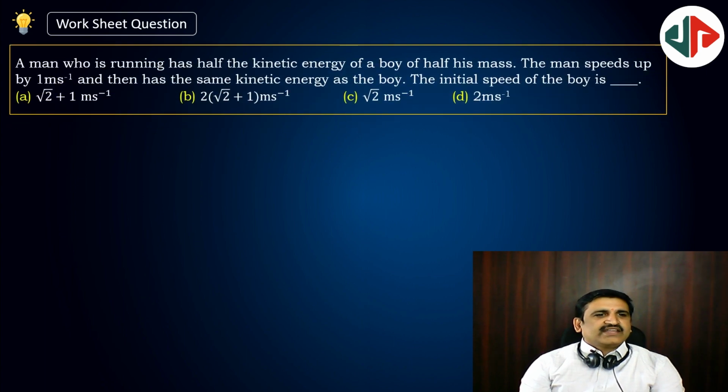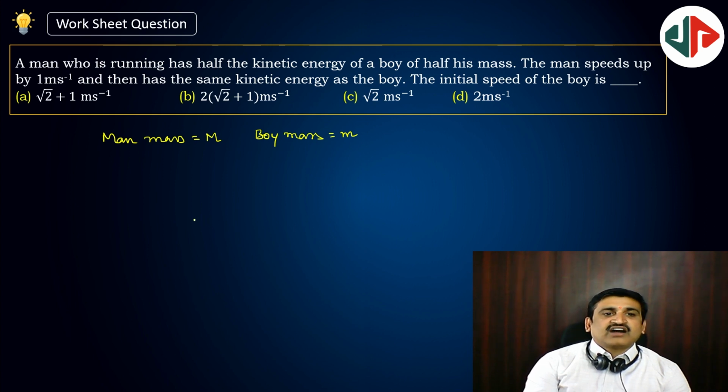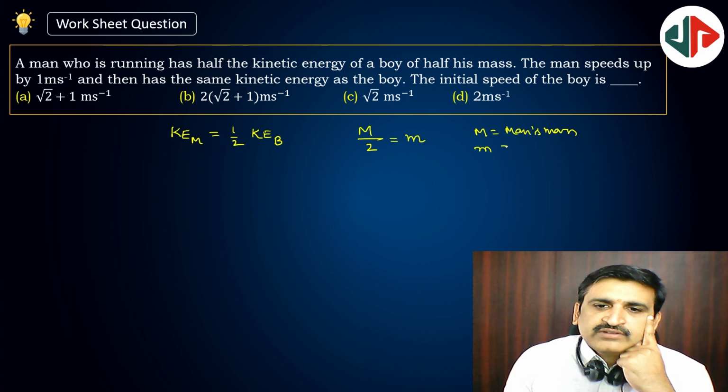Next. A man who is running has half the kinetic energy of a boy. Man's mass, capital M, I would like to take. Boy's mass, small m. A man who is running has half the kinetic energy of a boy of half of his mass. That means small m is equal to boy's mass, and half of the man's mass is boy's mass.